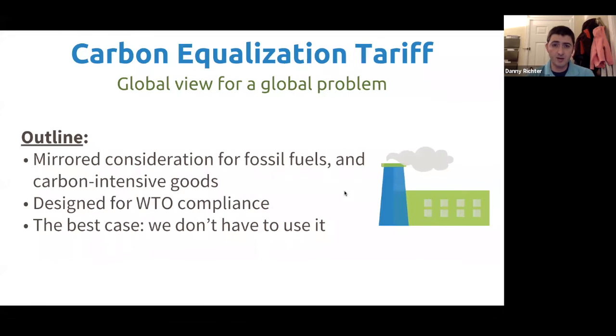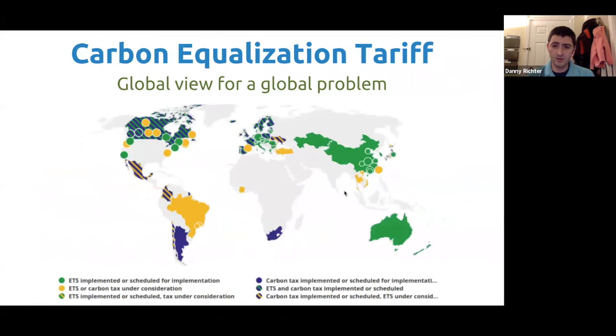Now, there's one more part. These are all the countries that have a carbon price planned or in place. And you notice that this includes our biggest trading partners. So you have Canada, Mexico, European countries, Japan, South Korea, China. So our biggest trading partners are included in this. They're already trying to do something, trying to price carbon.